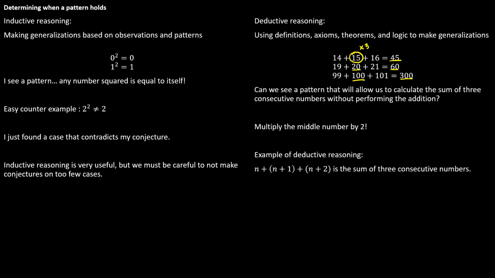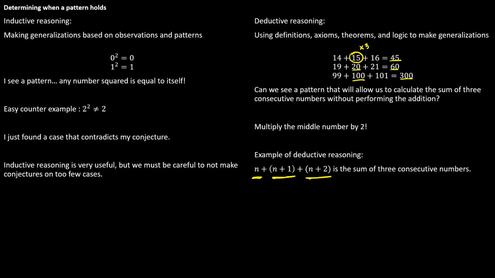With deductive reasoning, we want to start with something very general. So the idea that we're adding 3 consecutive numbers, rather than picking 3 consecutive numbers, let's use a general form of that. So I have n as my first of the 3 consecutive numbers. If I add 1 to that, I'll get the second of the 3 consecutive numbers. If I added 2 to my first number, I'd get the third.